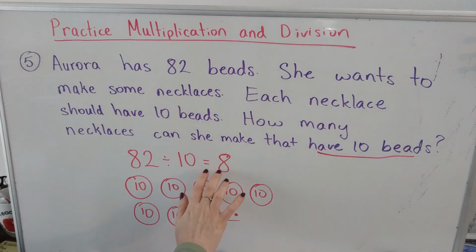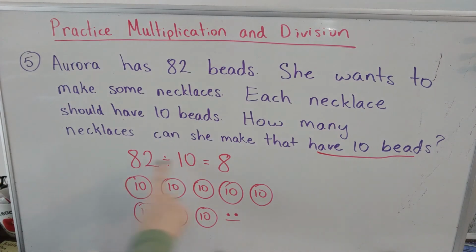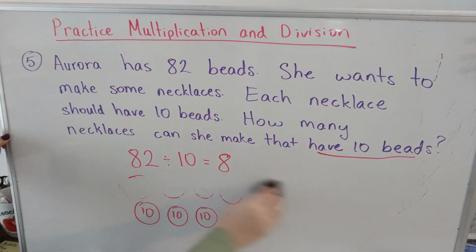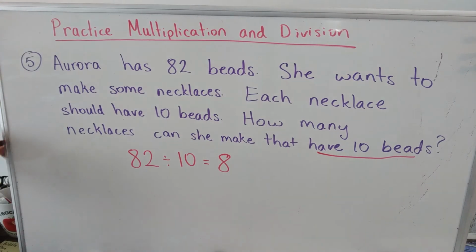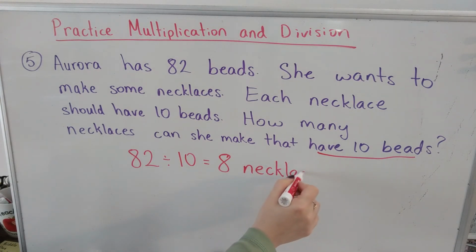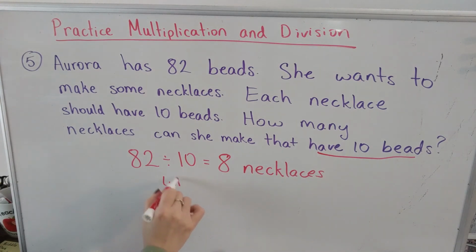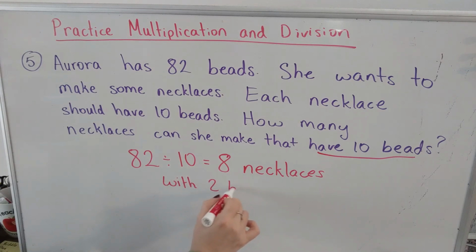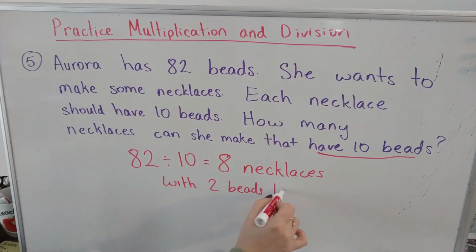If you wanted to use your knowledge of multiplication to solve this division problem, you could have also said 8 times 10 is 80. So therefore you knew that there was going to be 8 necklaces and 2 left over, because 8 times 10 is 80, and then 81, 82, that leaves 2 left over. 8 necklaces with 2 beads left over.